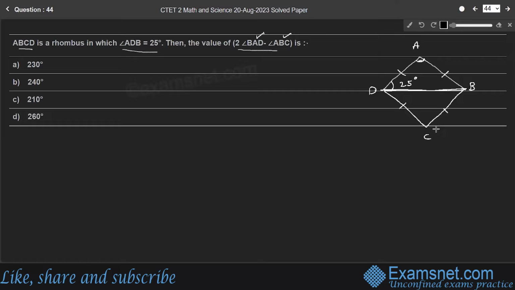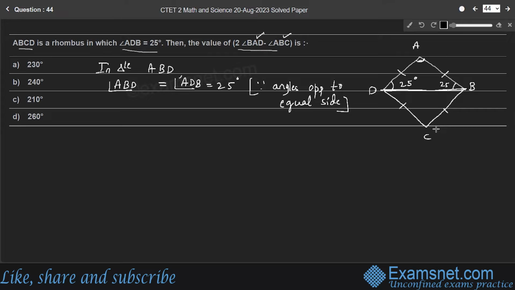For that, we have to consider triangle ABD, in which angle ABD is 25 degrees, because two sides are equal in triangle ADB. So angle ABD is equal to angle ADB, which is equal to 25 degrees. Because in an isosceles triangle, angles opposite to equal sides are equal. So two sides are equal, so their opposite angles are equal, right?